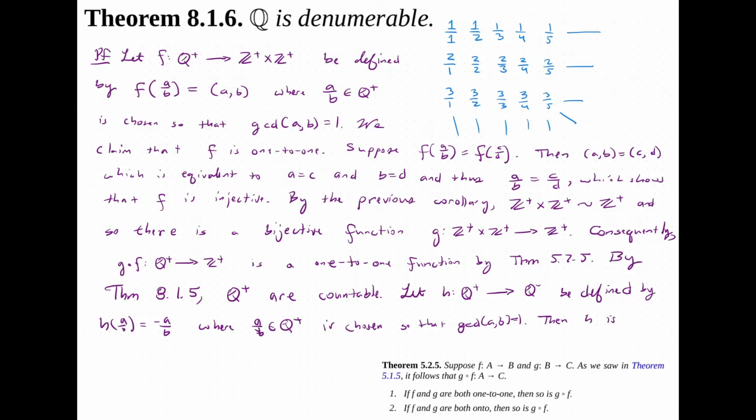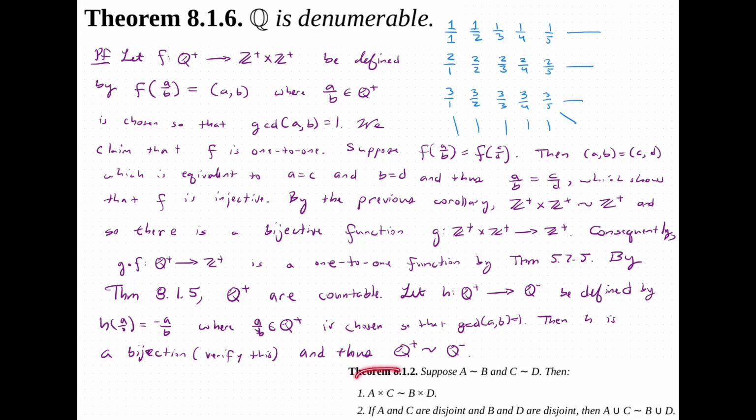H is a bijection. So that's a quick verification. And thus, the positive rational numbers is equinumerous to the negative rational numbers.